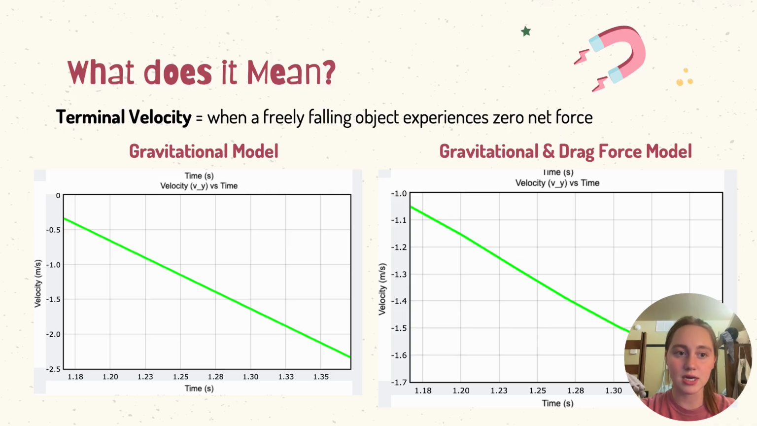So what does it mean? Terminal velocity is defined as when a freely falling object experiences zero net force, and here are the two velocity versus time graphs for our two computational models. Notice that in the gravitational model there's terminal velocity, however in the gravitational and drag force model it is not completely linear, so it can't be terminal velocity.